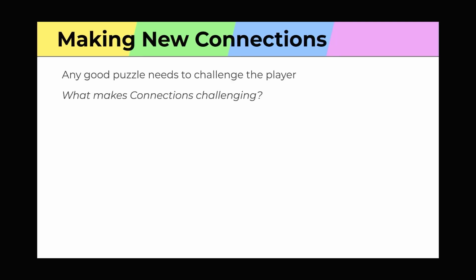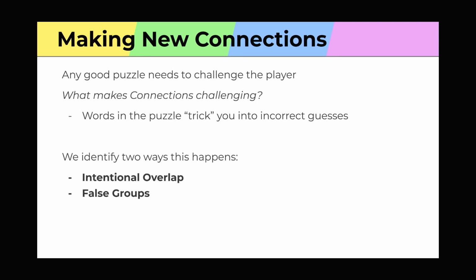Any good puzzle game needs to challenge the player. So we know that a good Connections puzzle is a challenging Connections puzzle. We first start by investigating what makes a Connections puzzle challenging. Why is it tricky to solve? This is because there are words in the puzzle that trick you into making an incorrect guess. We identified 2 distinct ways that this happens in the puzzles that the New York Times puts out. We call these 2 ways intentional overlap and false groups.